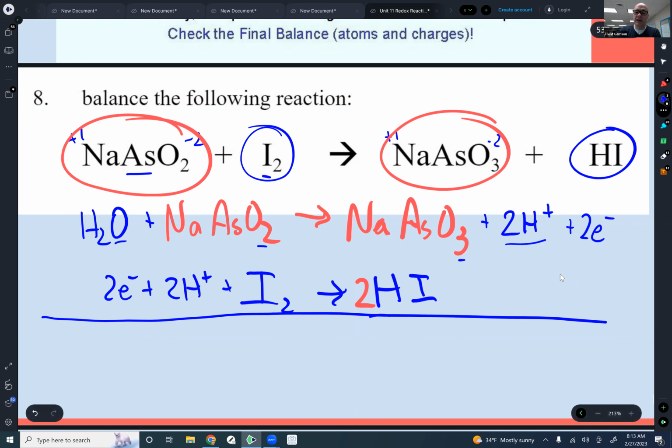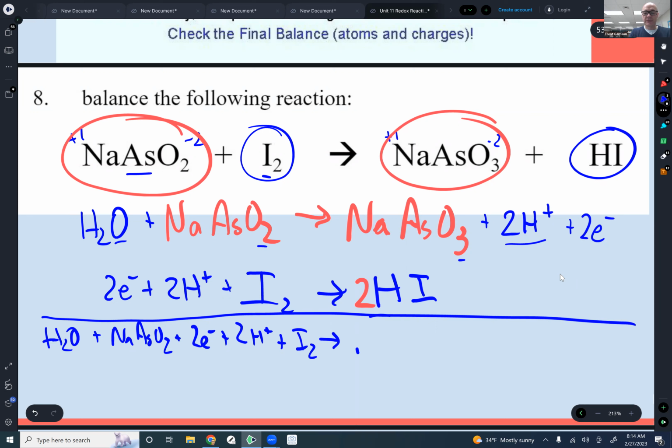Now I can simplify by adding these 2 reactions together. So I'm going to write everything on the left and keep it on the left. H2O plus NaAsO2 plus 2 electrons plus 2 hydrogens plus 1 iodine produces NaAsO3 plus 2 hydrogens plus 2 electrons plus 2 HIs.